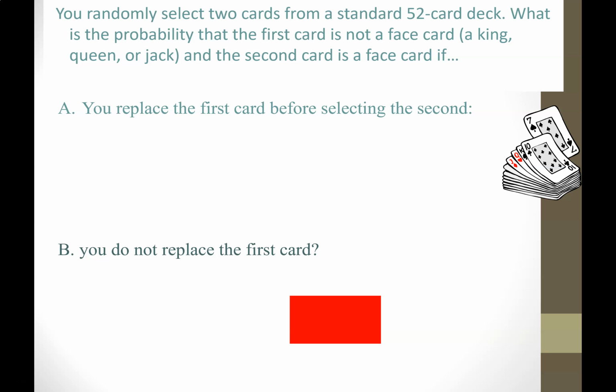You randomly select 2 cards from a standard 52 card deck. What is the probability that the first card is not a face card? So we're talking about a king, queen, or jack. And the second card is a face card if, let's look at letter A. Letter A says you replace the first card before selecting the second. Okay, so the card that you pulled out initially is going back into the deck.